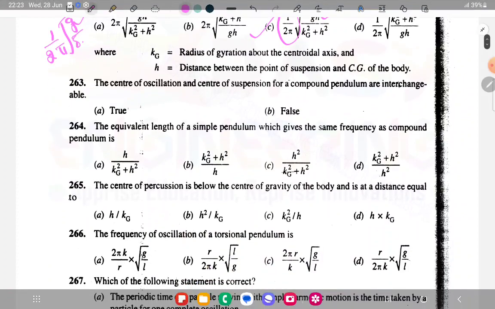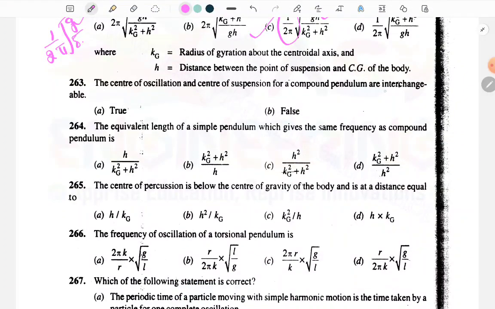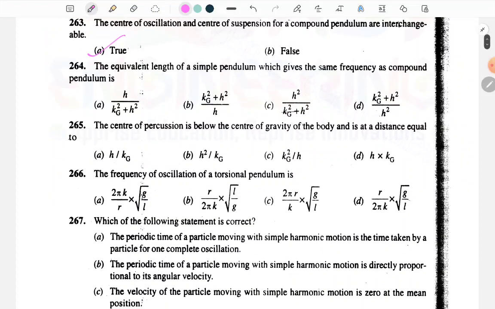The center of oscillation and center of suspension for a compound pendulum are interchangeable. Yes. The equivalent length of a simple pendulum that gives the same frequency as a compound pendulum is kg square plus h square by h, that is B. 264 is B. So remember these answers.